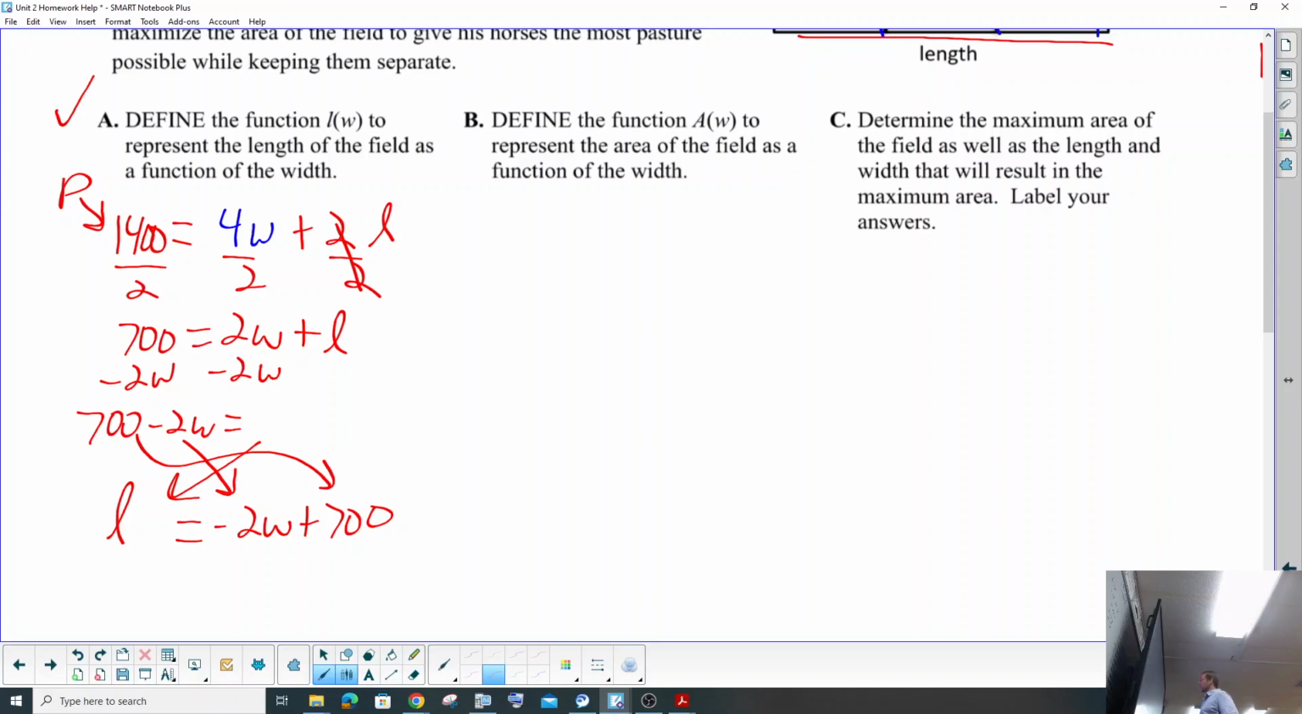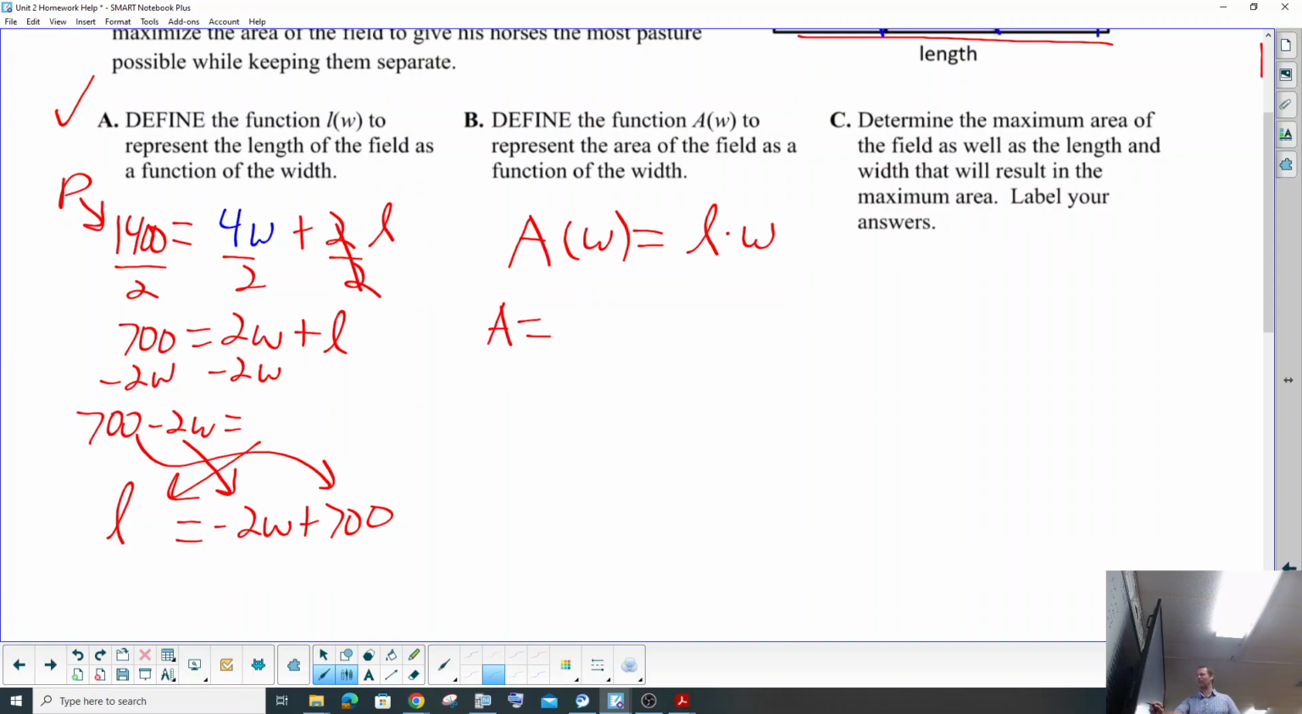Define the function A(W) to represent the area of the field as a function of width. Do you remember what area equals? Area is length times width, right? So determine the function. Okay, well, area is equal to length times width.